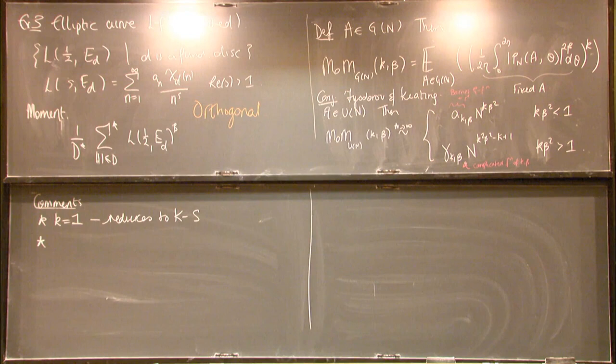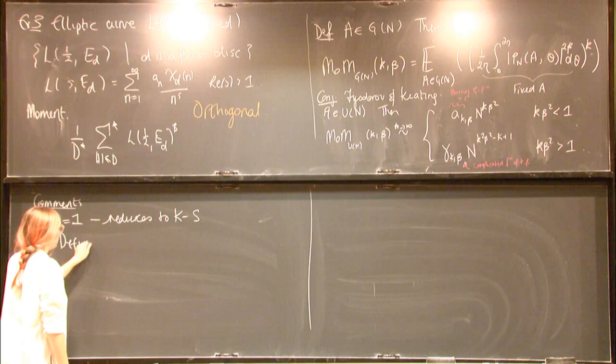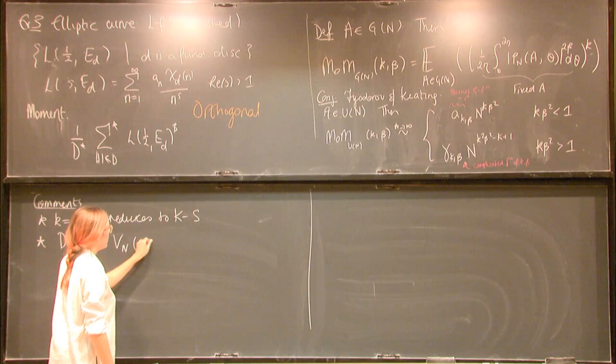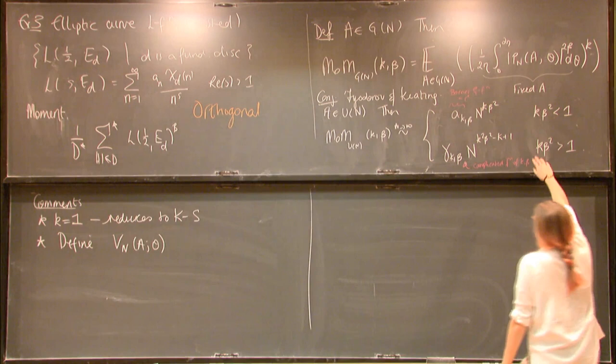So a second perspective. Why might you want to study such an object? One viewpoint would be to define something like the following. When you put k equals 1 here, you actually see that you just get an n to the beta squared.